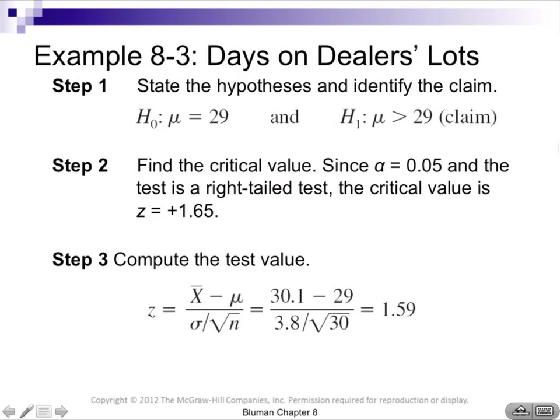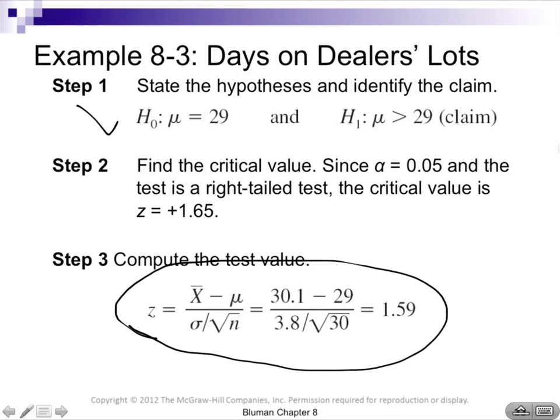So then we've got our next slide, which shows all that. State the hypotheses, which we just did. Identify the claim. Find the critical value. We haven't done that yet. We listed all our variables, so we know x bar is 30.1, mu is 29, sigma was 3.8, and the sample size was 30. So we plug those in right there and find the z-score of the test value. Our test value is 1.59. But the alpha z-score is up here in step 2, our critical value. Alpha is 0.05. The test is right-tailed because it's greater than.